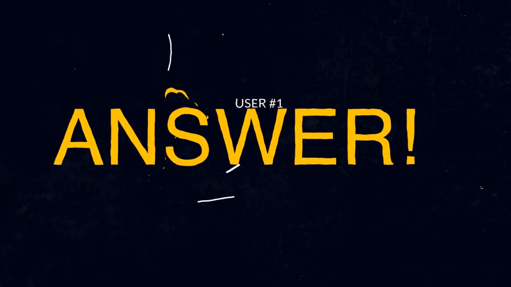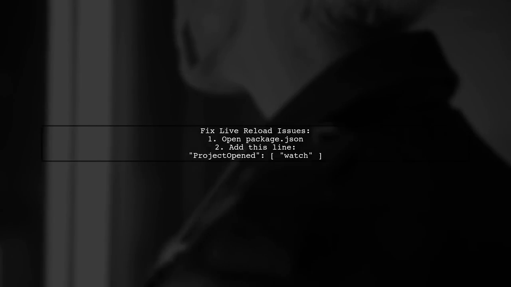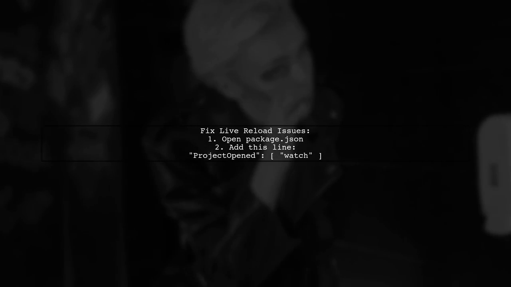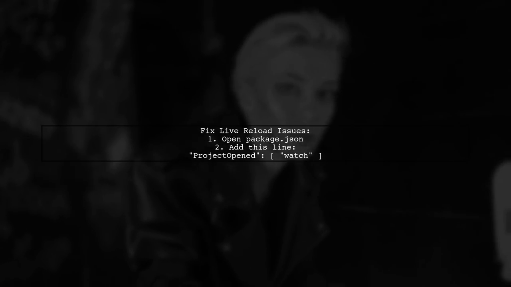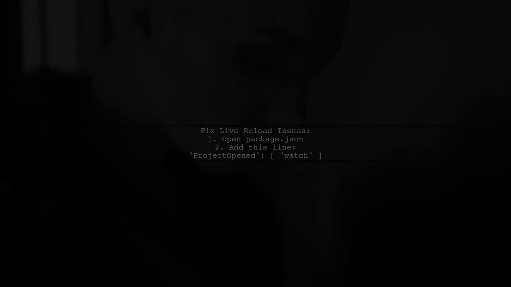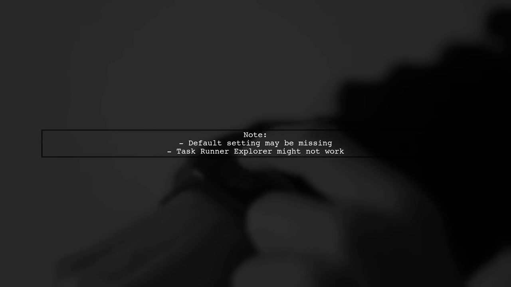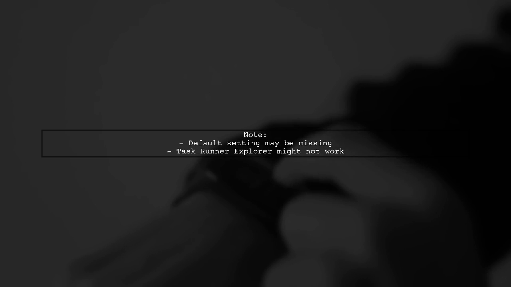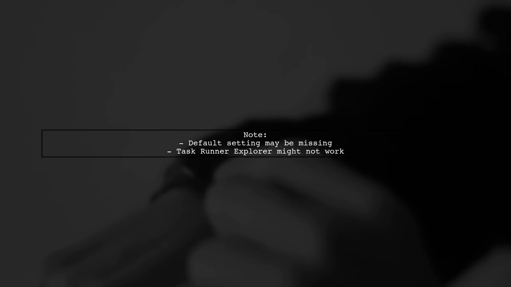Let's now look at a user-suggested answer. To fix live reload issues in your Ionic 2 project, you need to manually configure the watch task. Add a specific field to your package.json. This field should have been included by default when the project was created, but it often isn't. You can also try using Task Runner Explorer, but it may not work. After making this change, remember to reopen your solution for it to take effect.